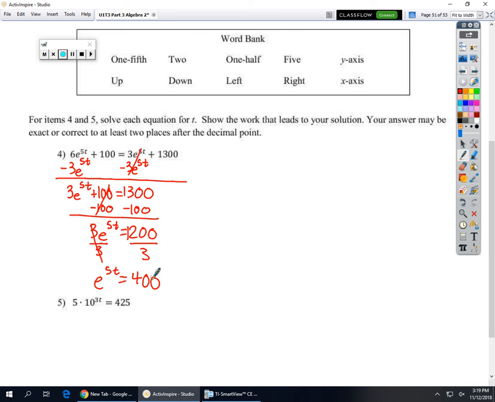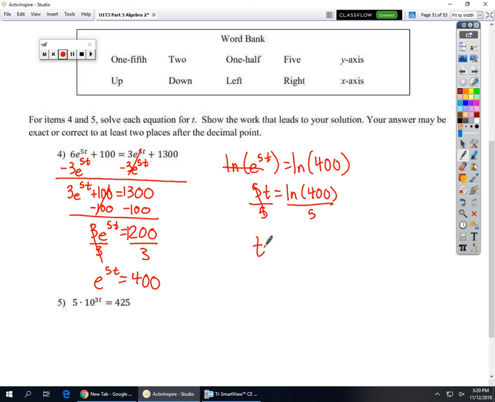Now, I need to get rid of this e. We remove e with an ln. So I'm going to be putting an ln on both sides. So ln e to the 5t equals ln of 400. So remember when ln and e interact, they cancel each other out. So I'm left with 5t equals ln of 400. Finally, I divide by 5. And t equals ln of 400 over 5.